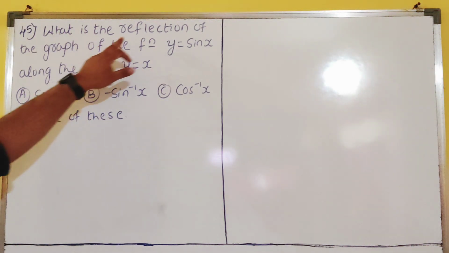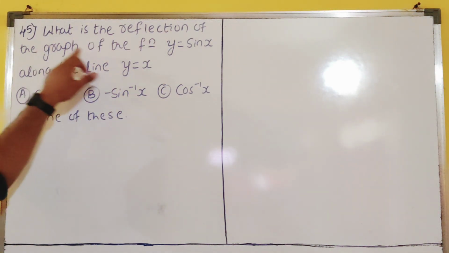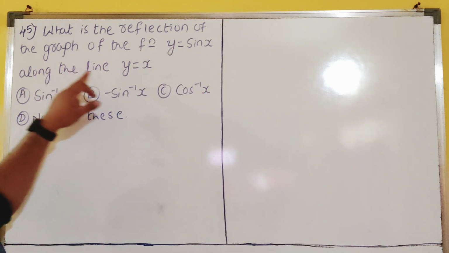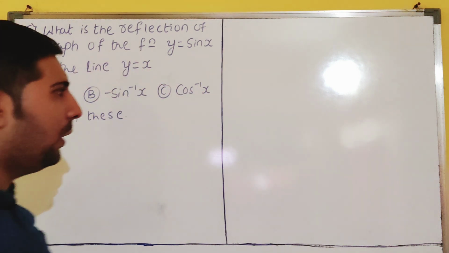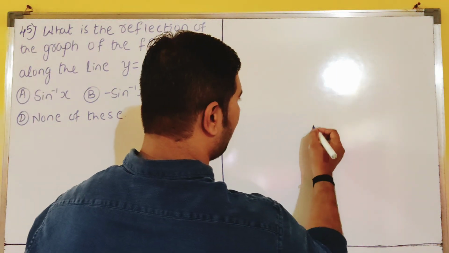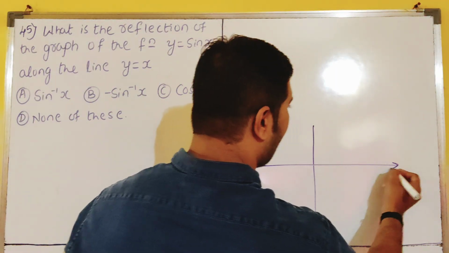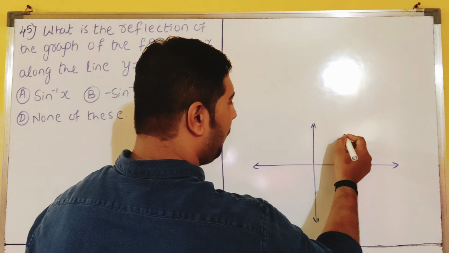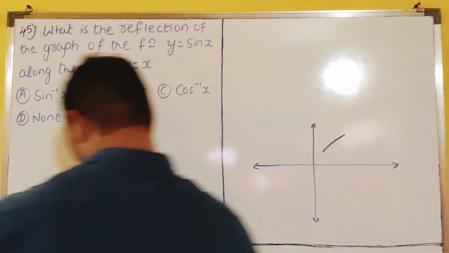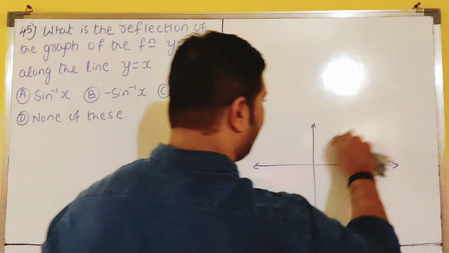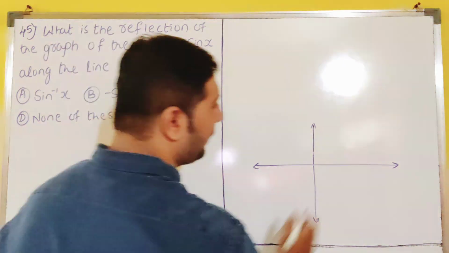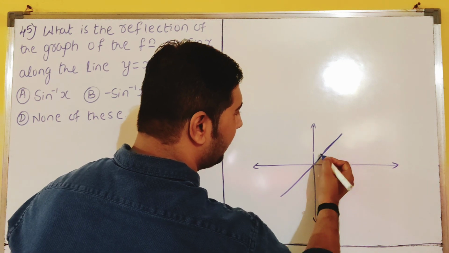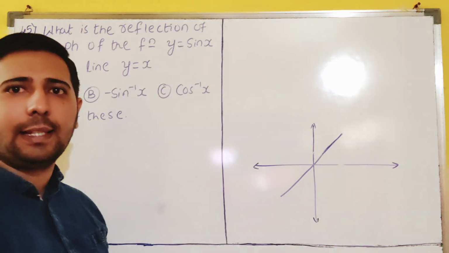45. What is the reflection of the graph of the function y is equal to sin x along the line y is equal to x? So now, dear students, you know very well about the diagram of sine. Sine y is equal to x. We will draw, dear students. So y is equal to x. If you draw, that is a straight line. You will get like this. This is a straight line. What you will get? Y is equal to x.